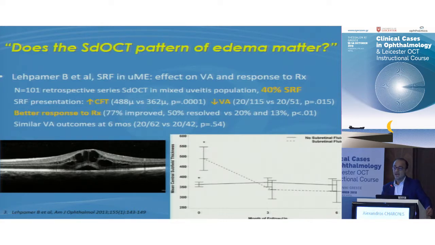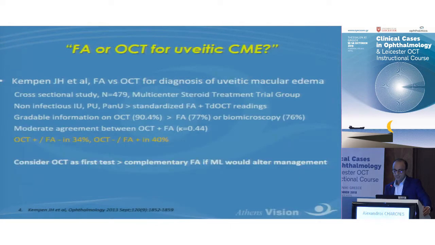At 6 months, they had increased vision, decreased central macular thickness, and even though they started from lower vision, they actually ended up being at vision close to the other subgroups. So subretinal fluid responds to medical therapy.